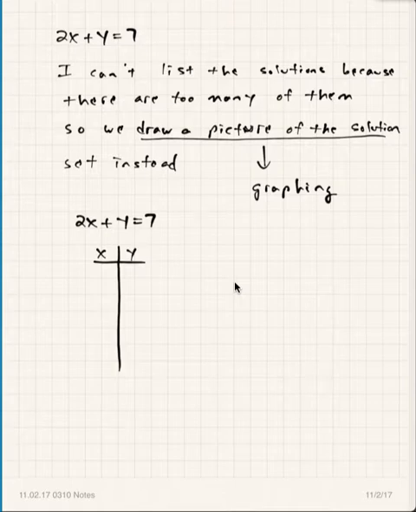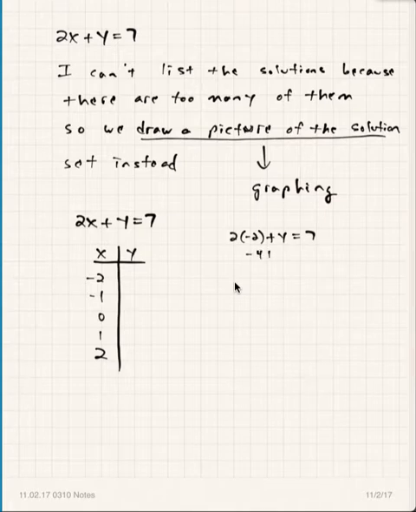But if you're going to use a t-table like I'm doing here, a nice way to do this is to fill in the x's with some typical values, like maybe -2, -1, 0, 1, and 2 wouldn't be a bad group of points for this equation right here. And so what you do literally is you just substitute those x values into the equation and then find the corresponding y value, right? So I've got -4 plus y equals 7, so y is 11.